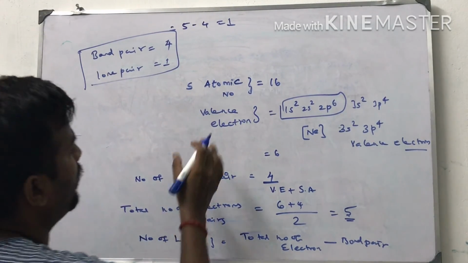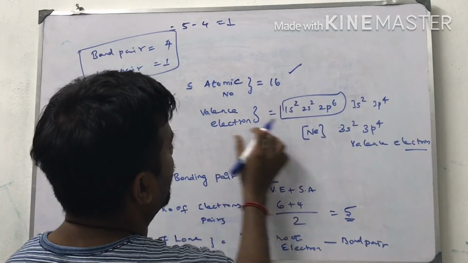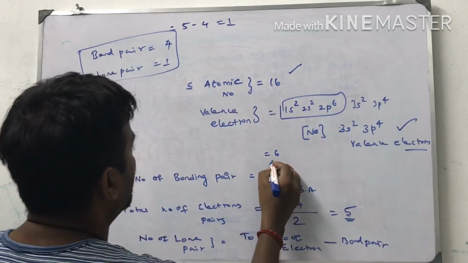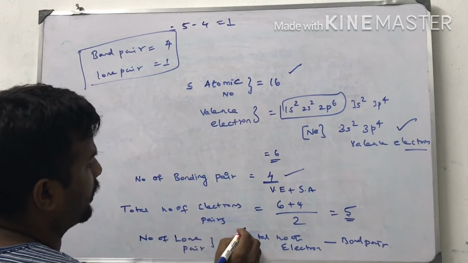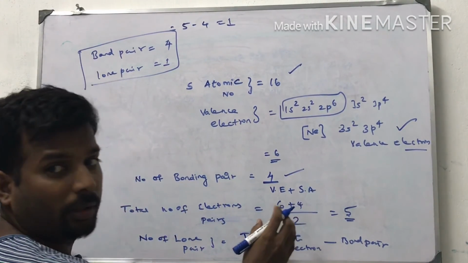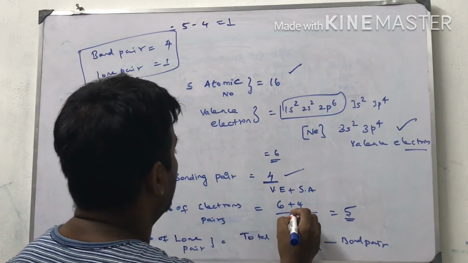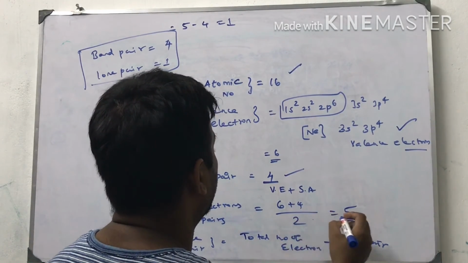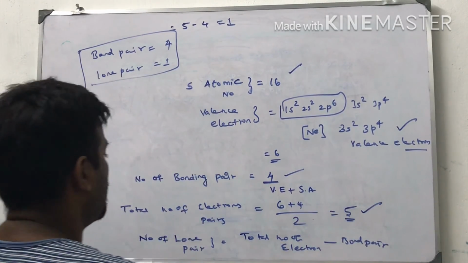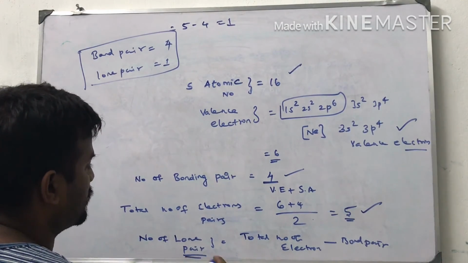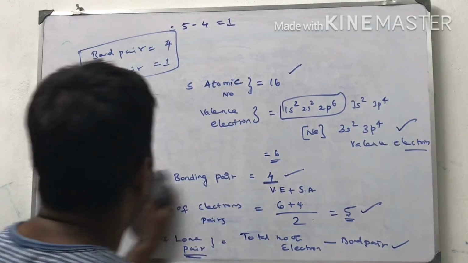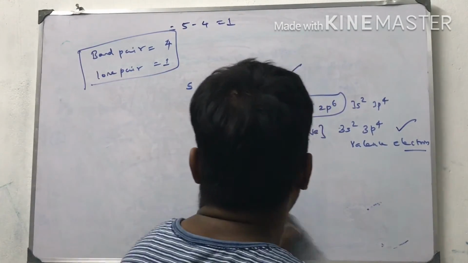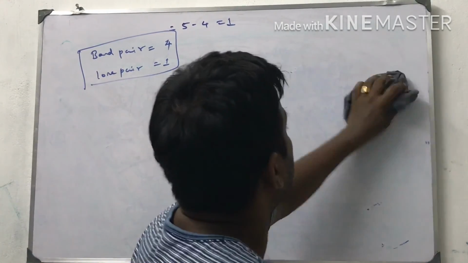First you have to write the atomic number, valence electron finding. After that you have to write the bond pairs, surrounding atoms, total number of electron pairs equal to. You have to write the bond pair and lone pair by 2. You get the electron pairs. Lone pair means total number of electron pairs minus bond pair. You get the 1. After this, you will solve the remaining things.